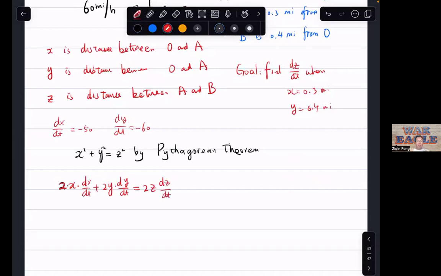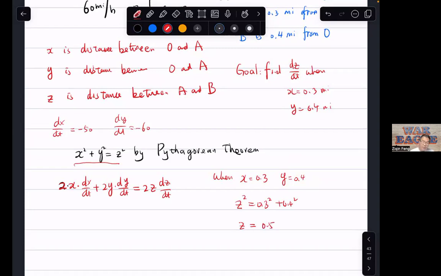Okay, now we are looking for dz over dt when x is 0.3, y is 0.4. We know what dx over dt, dy over dt are, but we don't know what z is yet. Go back to the original equation here. We know that when x is 0.3, y is 0.4, then z squared will be 0.3 squared plus 0.4 squared, and take a square root, and z here should be 0.5. Okay, that's good.